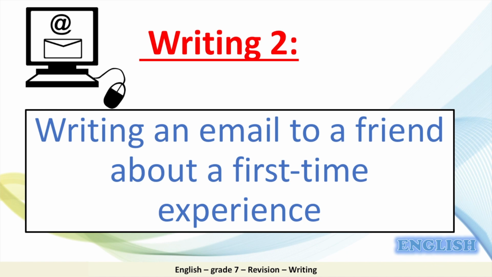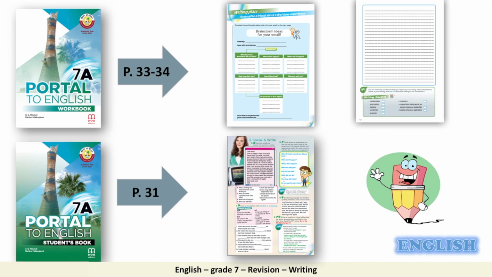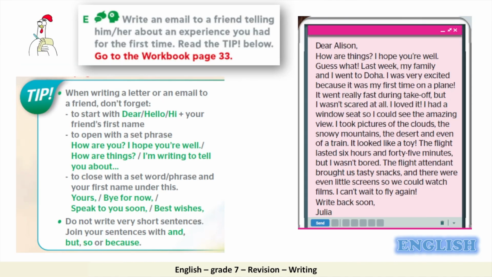Great. Let's move on to the next writing topic, which is writing an email to a friend about a first-time experience. To revise this writing topic, please open your workbook to page 33 and 34 and your student book to page 31. For the second writing topic, it's about an email to a friend telling him or her about an experience you had for the first time.